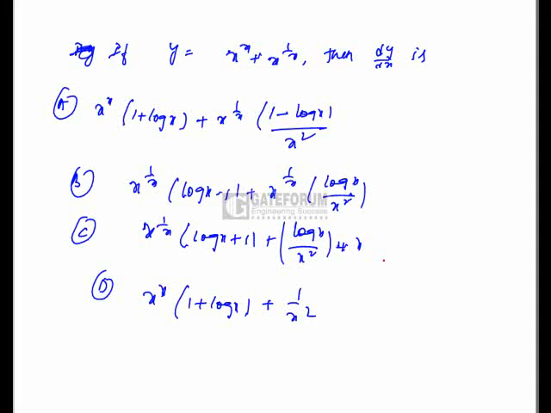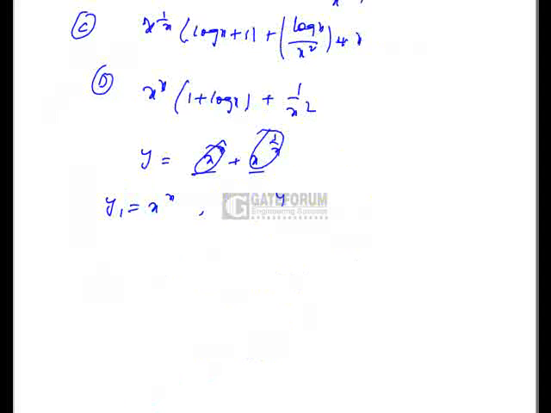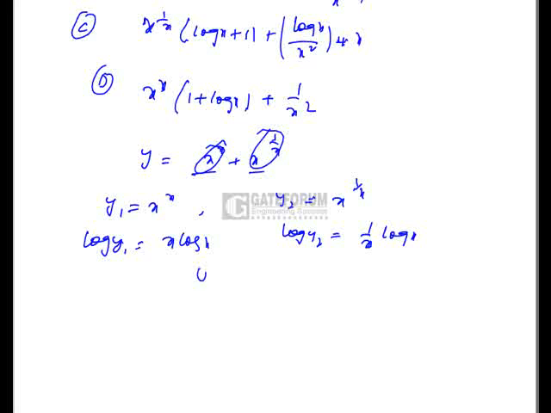Differentiate the function y is equal to x power x plus x power 1 by x. Now we cannot differentiate x power x and x power 1 by x directly, so I'll convert them into two different functions. I'll take x power x as y1 and x power 1 by x as y2, and I'll apply logarithm. Logarithm of y1 is x log x, and logarithm of y2 is nothing but 1 by x log x. And I'll apply the UV rule, that is the product rule, and differentiate this.